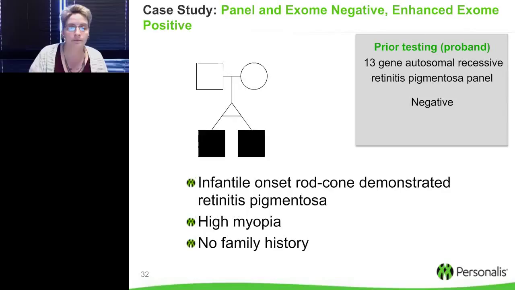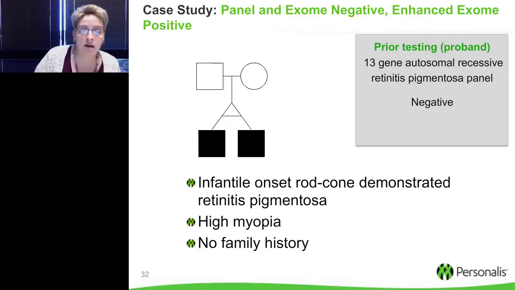So why do we think this is important? We've seen examples of this in our own clinical lab, and I'll walk you through a case very briefly that we worked on here. This was a case of a family with two sons that presented with infantile onset retinitis pigmentosa. They had high myopia, and there was no family history of this.